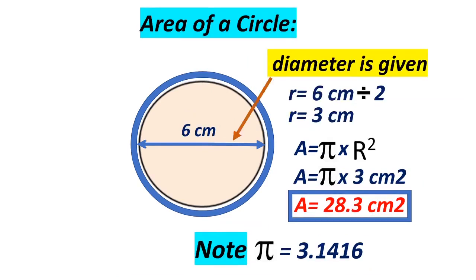Our next example, diameter is given. Radius equals 6 centimeters divided by 2. Radius equals 3 centimeters. By using the formula, A equals pi r squared. Area equals pi times 3 centimeters squared. Area equals 28.3 centimeters squared.